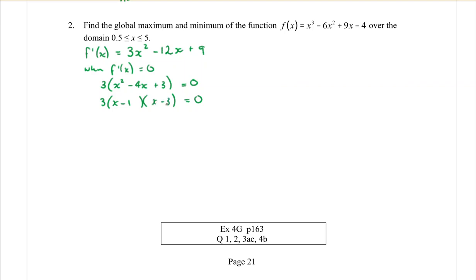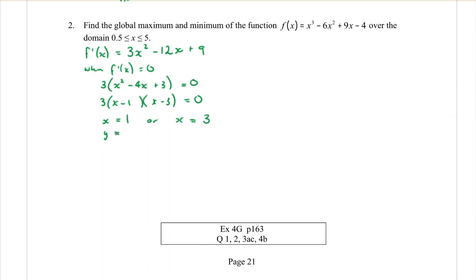Okay, now that it's nicely factorized, I can read off my solutions. Either x is going to be equal to 1 from the first bracket. The 3 is not going to give me a solution. And x is equal to 3 from the second bracket. Because these are points, I want to find the y values before I go any further. So sub those back into the original equation.